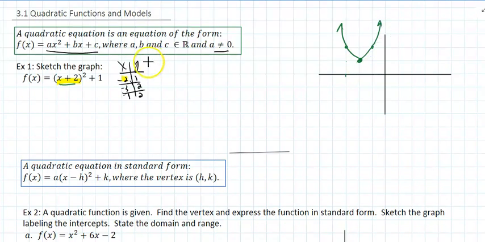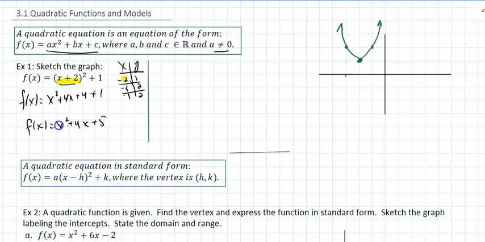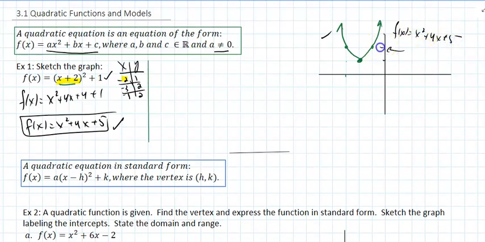Now, I do want to point out a couple of things. If you take this and you FOIL it, then f of x would be x squared plus 4x plus 5. Now notice that the graph of (x plus 2) quantity squared plus 1 is right there, and the graph of x squared plus 4x plus 5 is right there. I know this graph crosses the y-axis at 5 if I really want to be that picky.